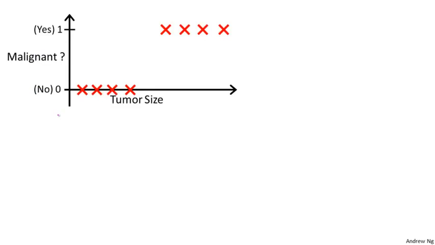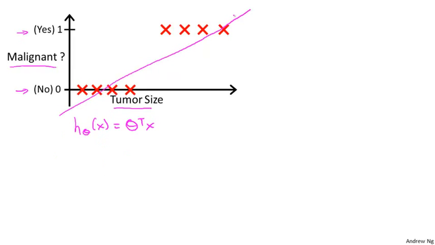Here's an example of a training set for a classification task. For classifying a tumor as malignant or benign, notice that malignancy takes on only two values, 0 or no, 1 or yes. So one thing we could do, given this training set, is to apply the algorithm that we already know, linear regression, to this data set, and just try to fit a straight line to the data. So if you take this training set and fit a straight line to it, maybe you get a hypothesis that looks like that. Right, so that's my hypothesis, h of x equals theta transpose x.